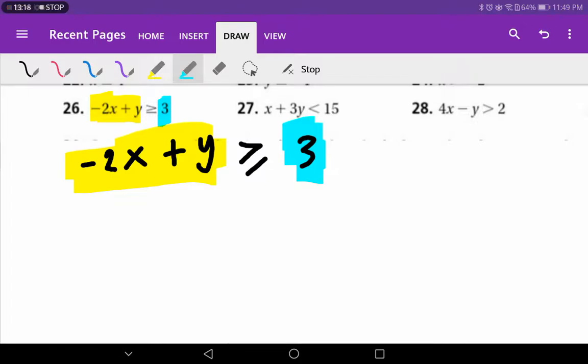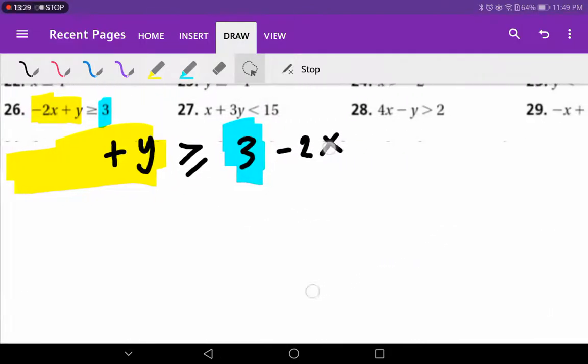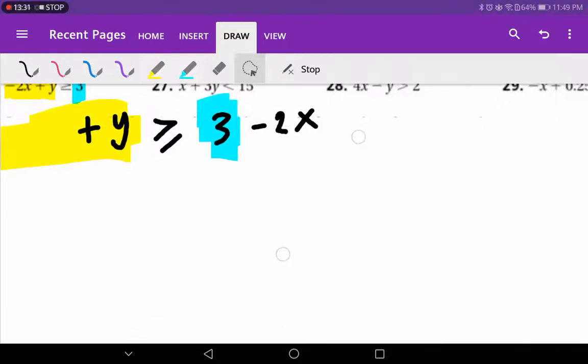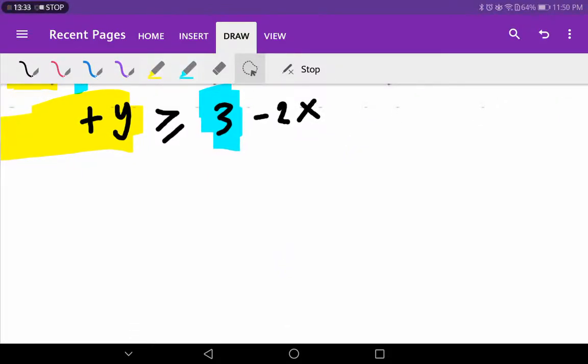So how can I make the y alone and happy? Exactly, I have to move it or throw it to the other side while changing what, my dear student? Yes, you have to change the sign. It will be positive. See, the y is alone and happy. Teacher, there is a plus. Yes, it is okay. Erase it if you want. Now I can graph it.